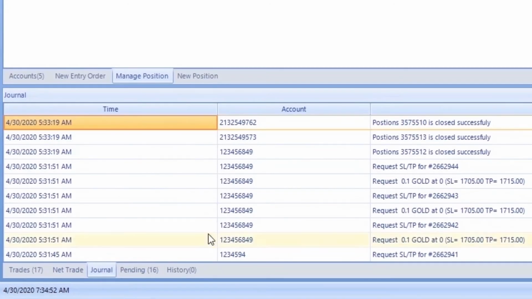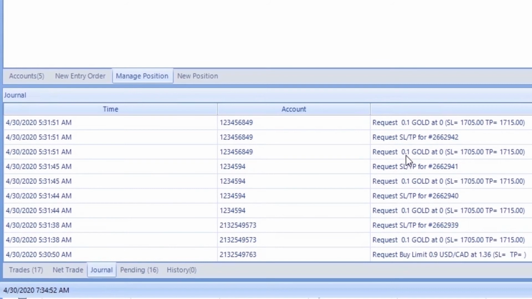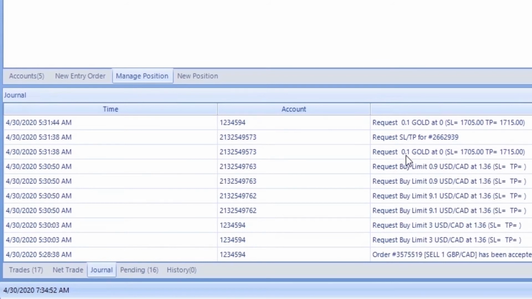The journal shows a brief message for every event or action that happens in the VertexFX eBroker.